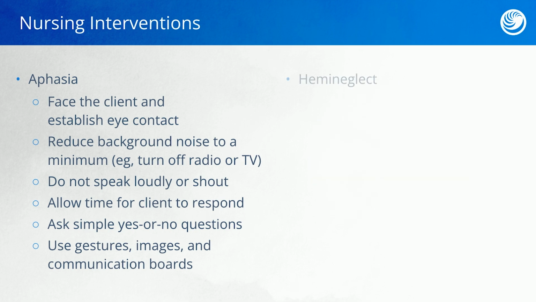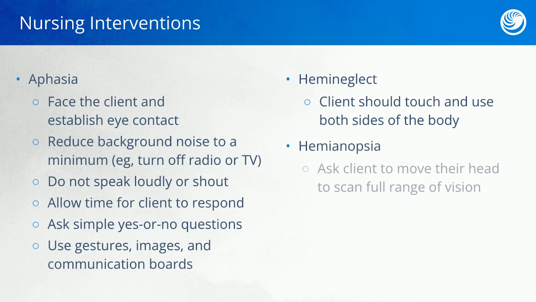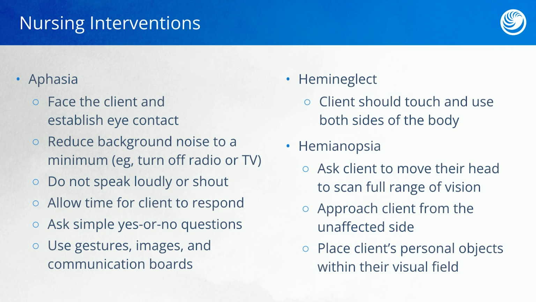Let's talk about hemi-neglect and hemianopsia. When your patient has a stroke, that affected side with deficits, they may ignore. So you have to have the client touch and see and recognize that side of the body. You're going to ask them to move their head and actually look at that affected side, that side they're not looking at and they're ignoring. We also want to approach them from their unaffected side. We don't want to scare our patients, and we also want to make sure their personal belongings, like their meal tray, is in front of them so they can see it to actually eat.